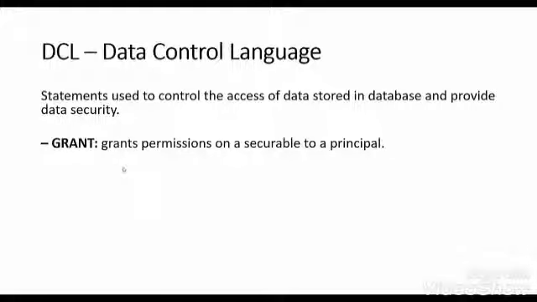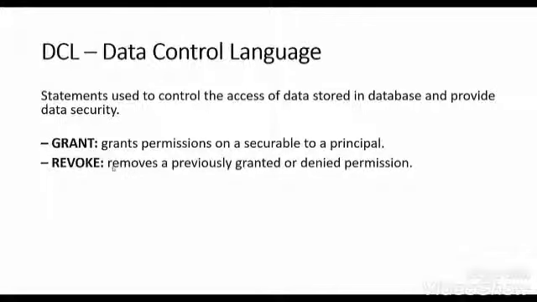The first statement is the grant statement. With the grant statement, a database administrator can grant permissions to other users to access the table. Let's say a DBA can give permission just to select the data from a table. That user cannot insert a row, cannot update a row, cannot delete rows from a table. He can only do a select from the table. The revoke statement removes the previously granted or denied permission. Let's say the DBA wants to revoke that permission so that the user cannot even select the data. By using the revoke statement, the user will not be able to do anything on that particular table.